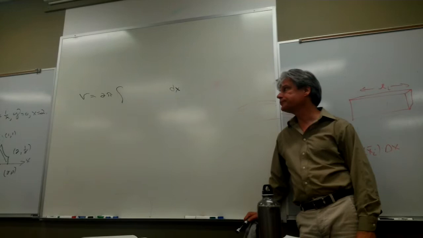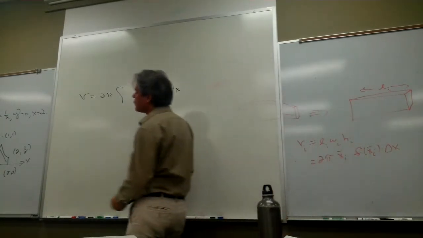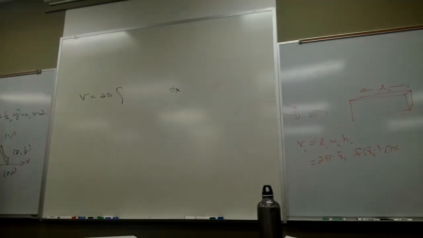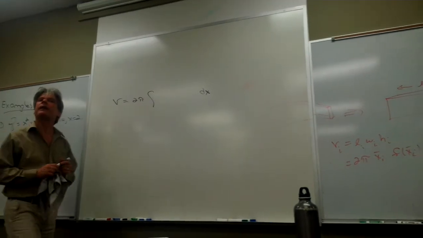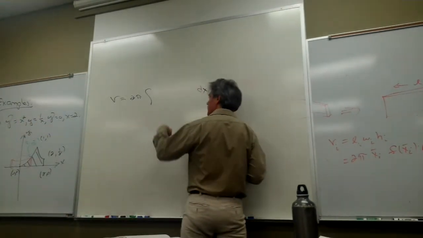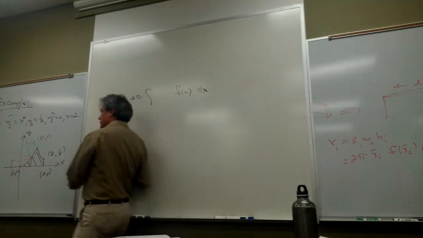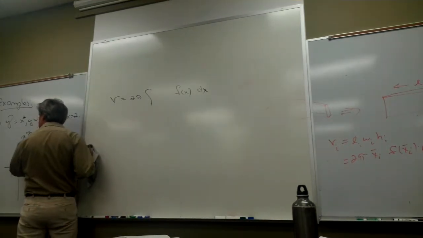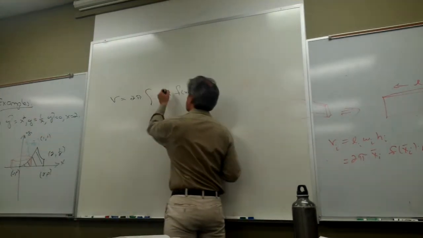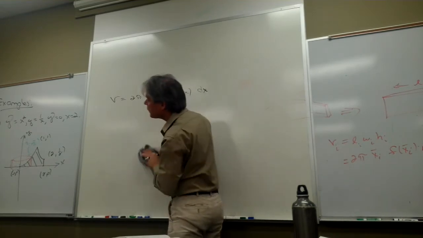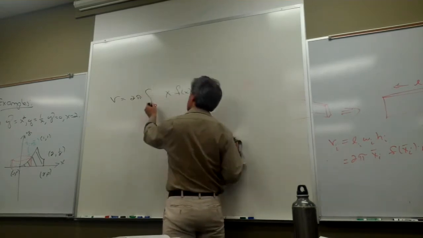All right, here we go. I think the vertical height of that rectangle right here is going to be nothing more than f evaluated at x. It's going to be my y sub i's. And I think the radius of the cylindrical shell is going to be nothing more than that x coordinate. And I'm going to be integrating from 0 to 2.